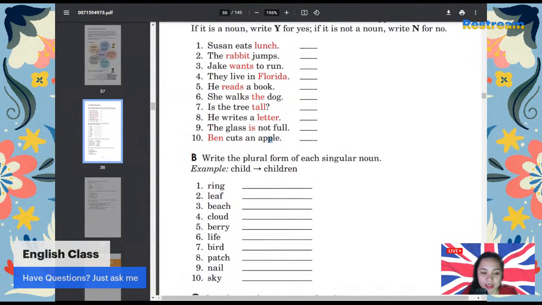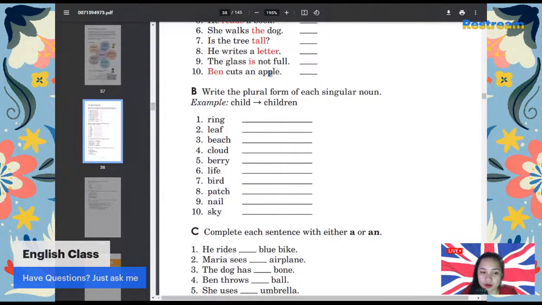Okay, so next one. It says here for letter B, write the plural form of each singular noun. So now you're going to practice applying the singular and plural nouns. In here, 1 to 10 are singular nouns. What you're going to do is make it into plural form. You can type your answers in the comment section or in the chat section if you know the answer. So much better that you can apply it.